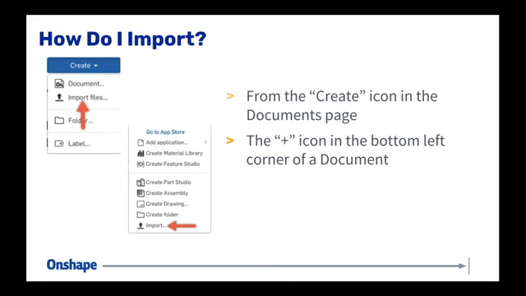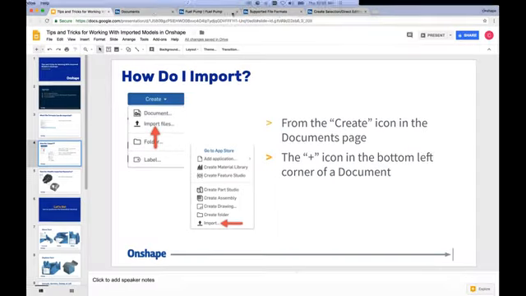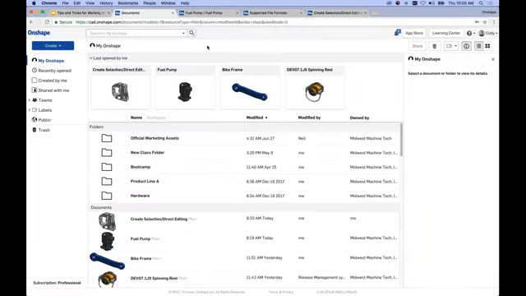But if you need to import into an existing project, for instance, you would open up that document, go to the bottom left corner, the plus icon, and choose Import. So let's just cover that. It's very, very simple, so there's not a whole lot to show here.